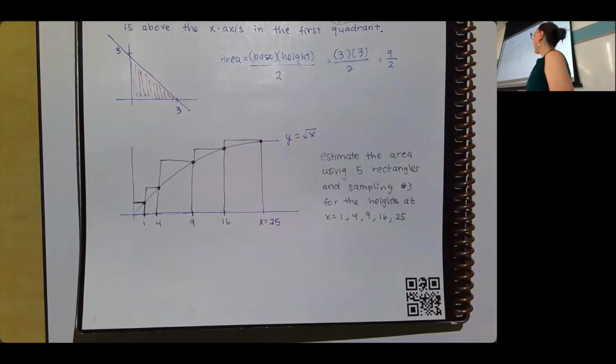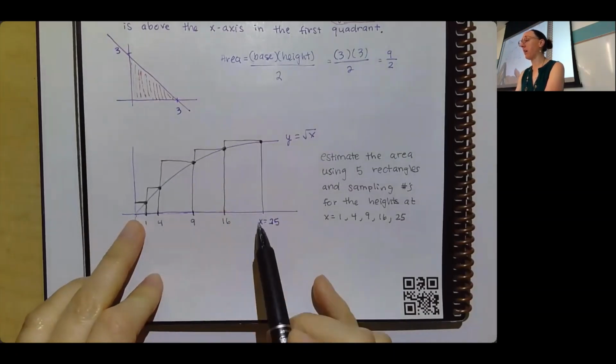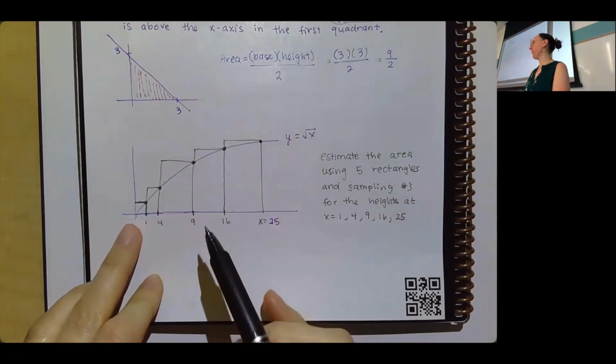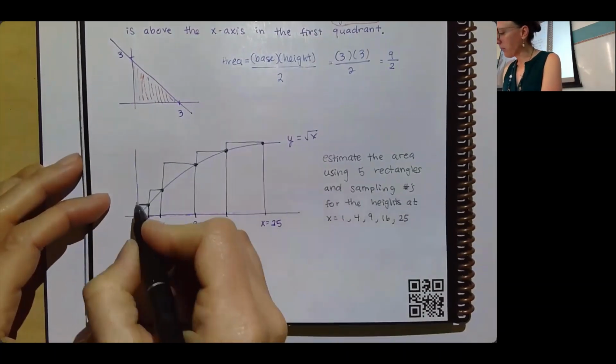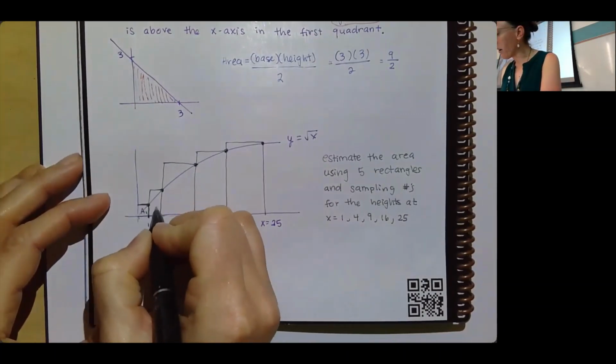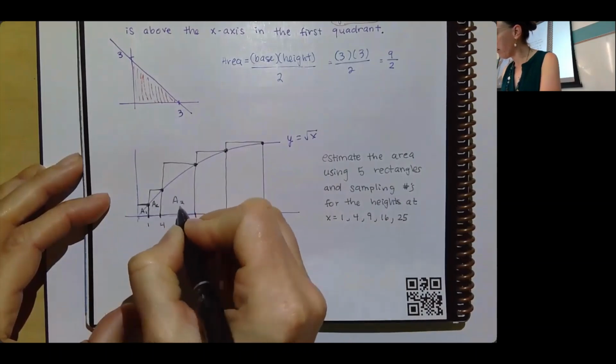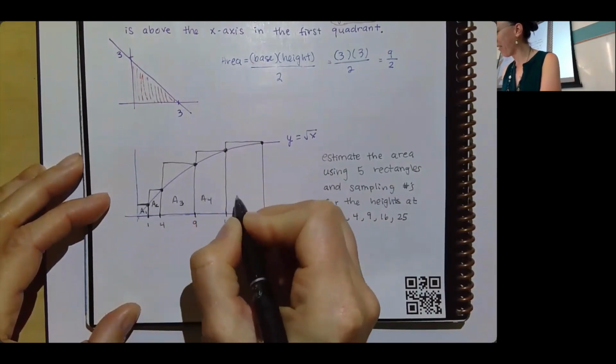Before we go there, based on my picture, when we find the area of those rectangles, will it be an overestimate or an underestimate of the true area below the curve but above the axis? Because all of my rectangles are bigger than what's there. Okay, so I'm gonna label these as area 1, area 2, area 3, area 4, and area 5.